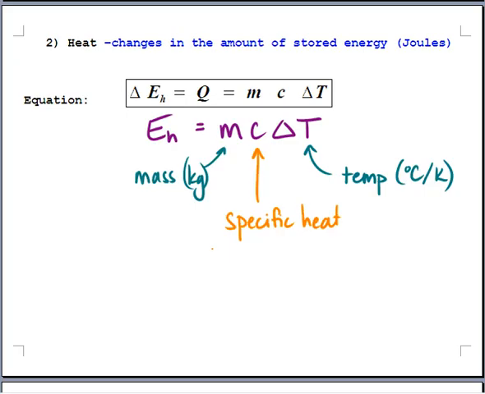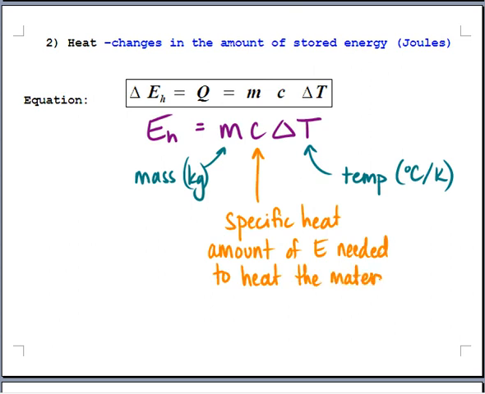What the specific heat tells you is it's the amount of energy needed to heat the material. So that's what it is. Some materials heat up quicker than others. So things like metal, typically kinds of metal heat up quite quickly. So they would have lower specific heat values. It takes less energy to heat them up.